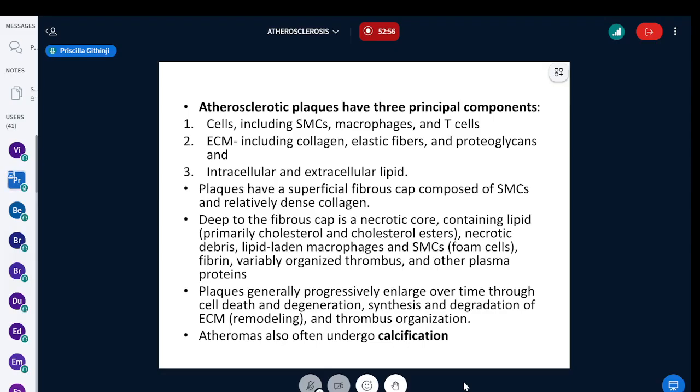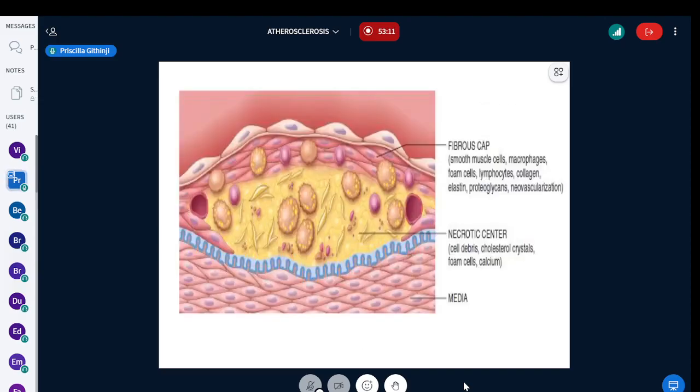Atheromas can also undergo calcification. You are taught calcification, metastatic and dystrophic calcification. In this case, you'll have dystrophic calcification because these are damaged blood vessels. So you'll have dystrophic calcification. So this is how atheromatous plaque usually looks.